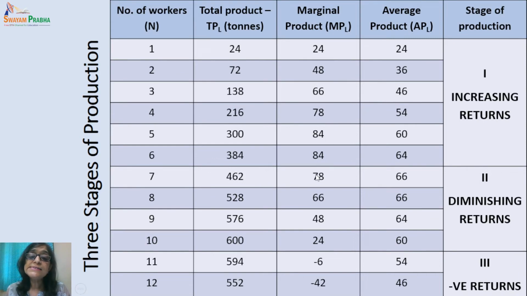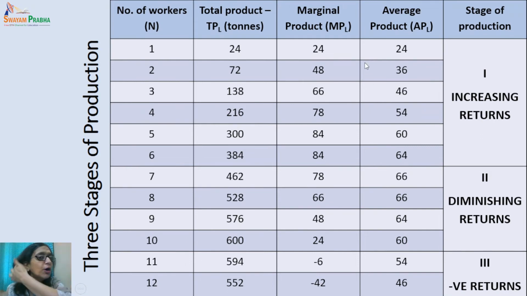But then what happens when you employ the seventh worker? You see the marginal product has started coming down, from 84 to 78. It keeps on declining now. And what is happening when you employ the 11th worker? You see that the marginal product is negative. Negative means this person, if you employ him, is not going to add anything to your total product. Rather, your total product will fall because of this. Similarly, the average product is increasing till you employ the sixth worker. After that, your average product becomes constant at 7 and 8, and then it also starts declining.